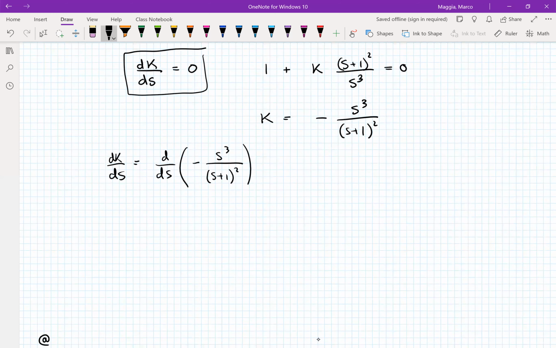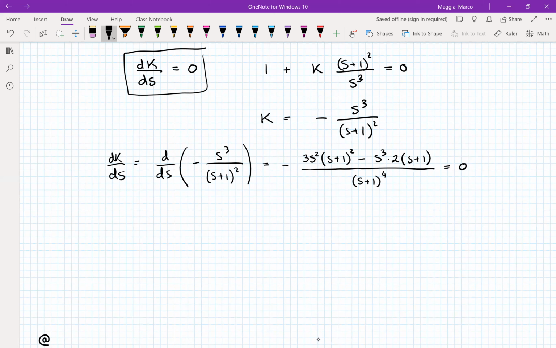All right, so what's the derivative of this function? Well, we have minus, and then we have the derivative of the numerator, so 3s squared times the denominator, which is (s plus 1) squared, minus the numerator times the derivative of the denominator, everything divided by the denominator squared, that is (s plus 1) to the power of 4. And this has to be equal to 0.